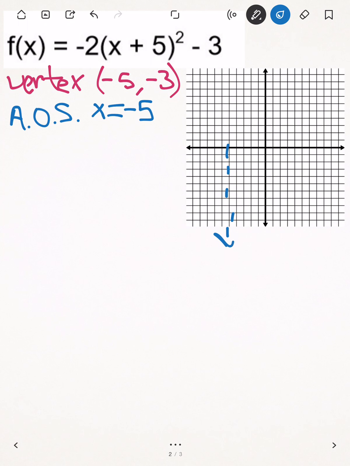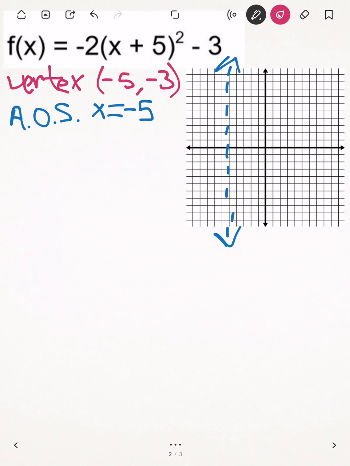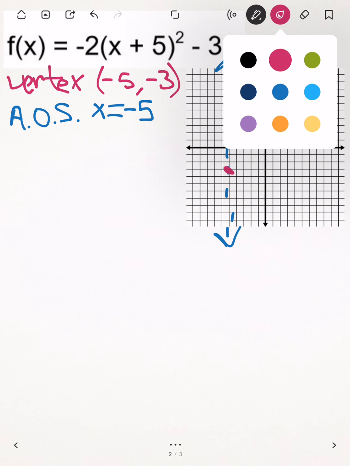Remember, it's a line. Always write it as a line. And I'm going to go ahead and graph my vertex, -5, -3. I apologize for the bad graphing. Now I'm going to go ahead and find my y-intercept.